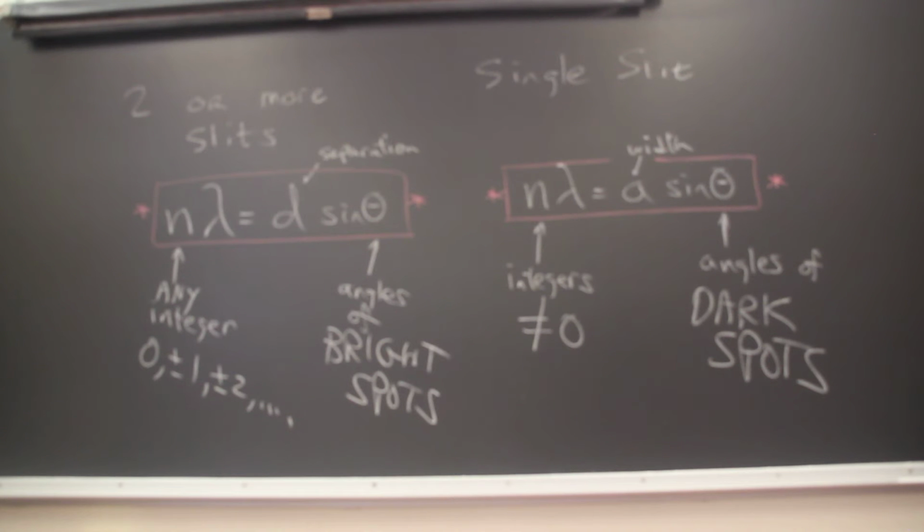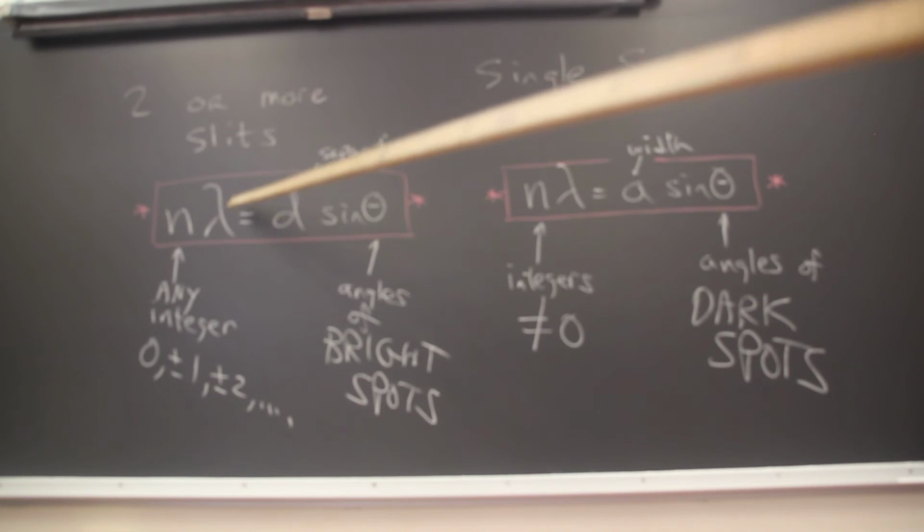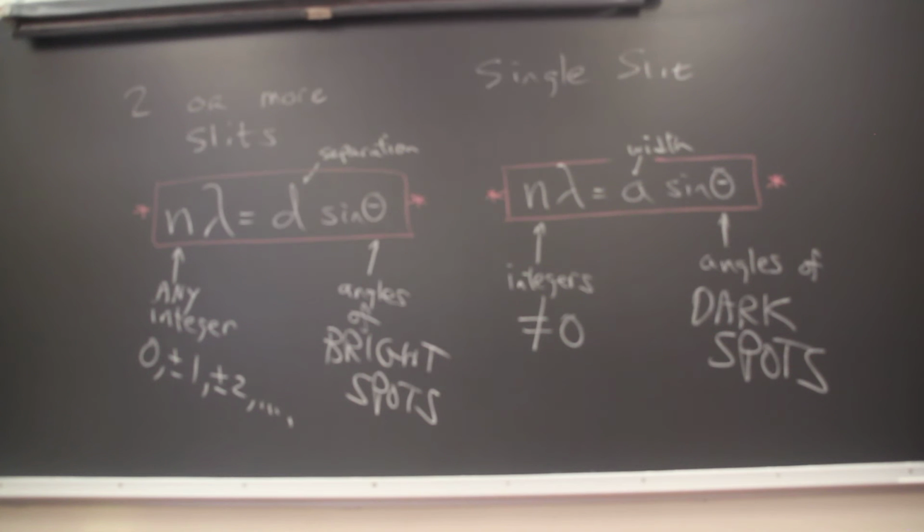Well, I hadn't really spoken with you in a long time, so you might be familiar with that symbol from our readings, but I've never actually said it out loud to you. That's the Greek letter lambda, and it's our symbol for wavelength. So this formula reads n lambda equals d sine theta. n is any integer. I'll remind you that integers include 0, the positive whole numbers, and their negatives. So 0, plus or minus 1, plus or minus 2, etc.